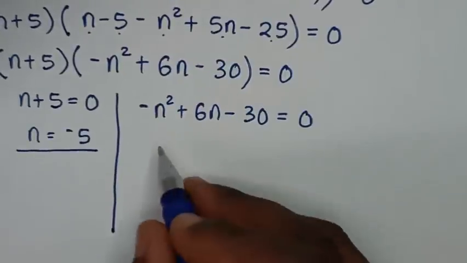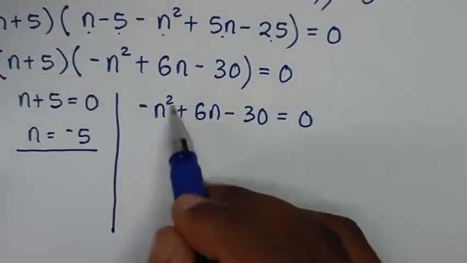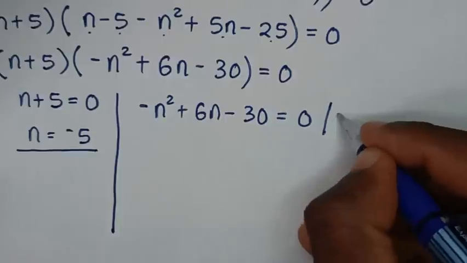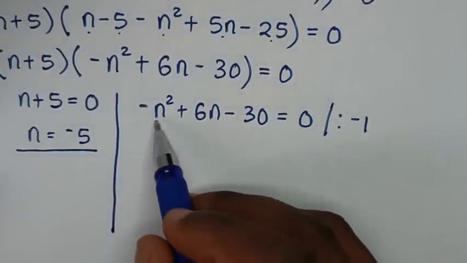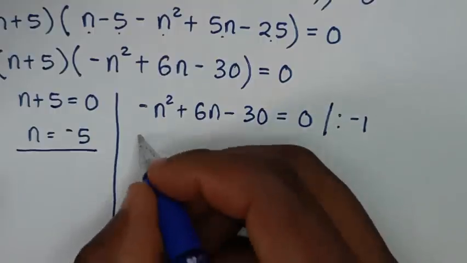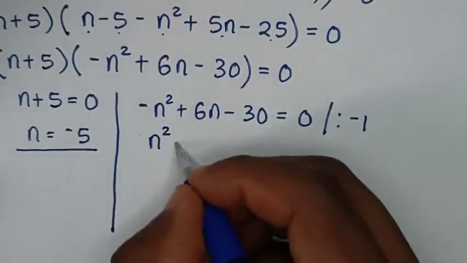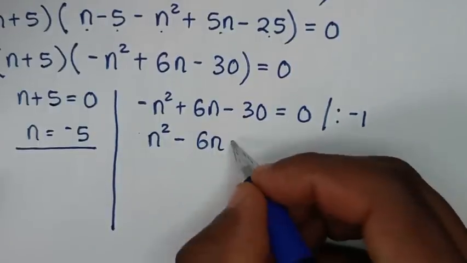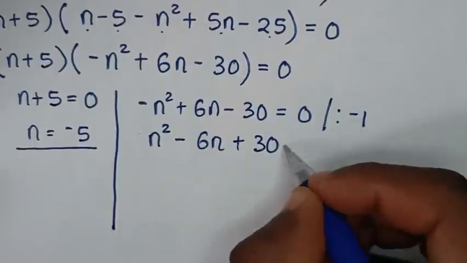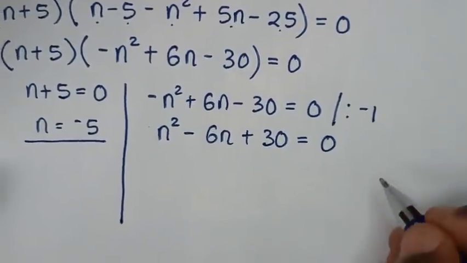Now to solve this quadratic equation, we'll make this n squared positive. So we'll divide the whole equation by negative 1. Negative n squared divided by negative 1 will be positive n squared. 6n divided by negative 1 is minus 6n. Negative 30 divided by negative 1 is positive 30, is equal to 0 divided by negative 1, which is 0.